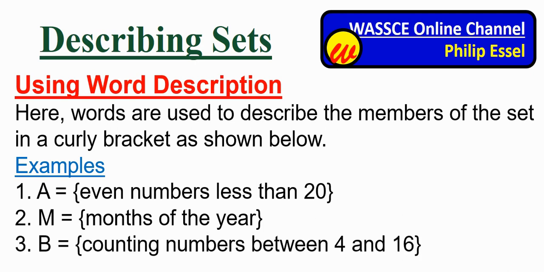Now let's look at our final example, which is the set B. And this has also been described as counting numbers between 4 and 16. Since we know what counting numbers are, for us to convert this word description method to the listing method, all we need to do is to list all counting numbers that are between the numbers 4 and 16 in a curly bracket.